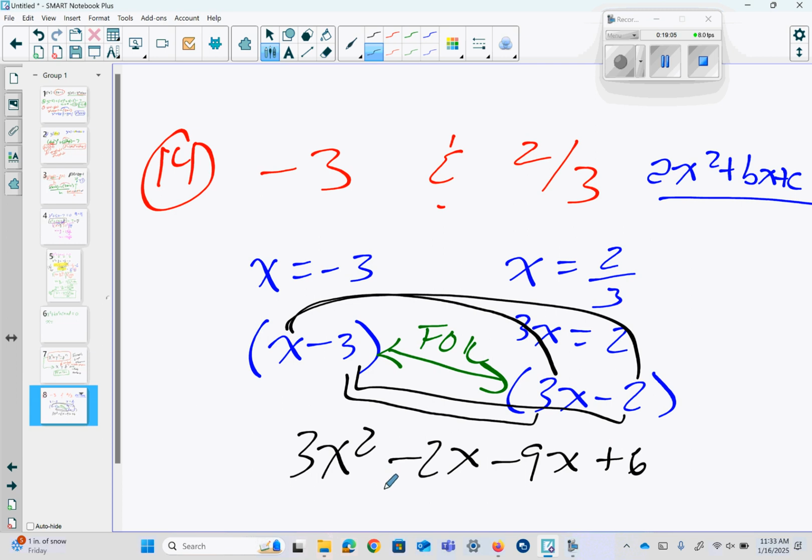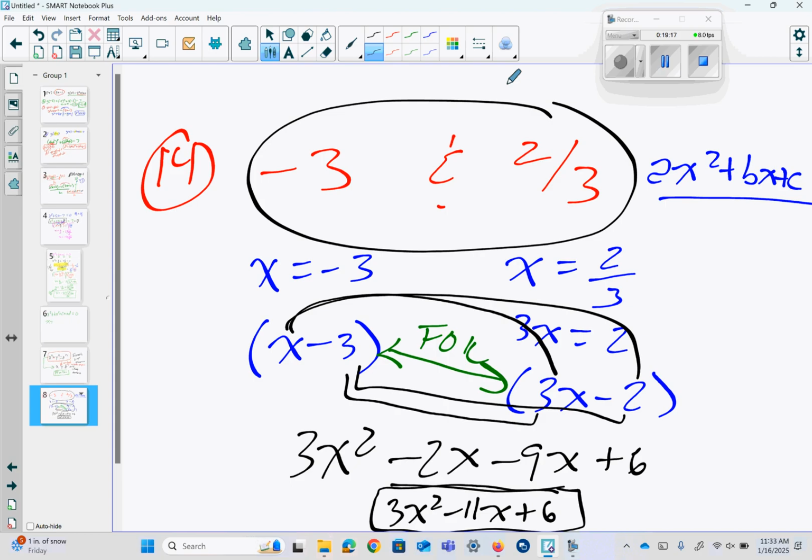Thanks, guys. All right, these are like terms. So I get 3x squared minus 11x plus 6. So this is the quadratic that would have these as our solutions, or where they would cross the x-axis. Okay? So I think you should be able to handle doing the rest of those.